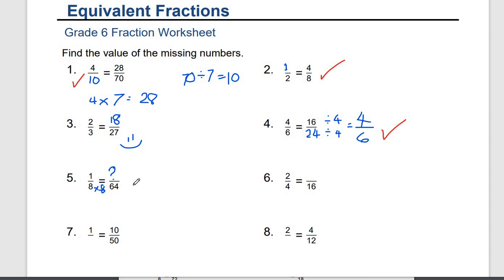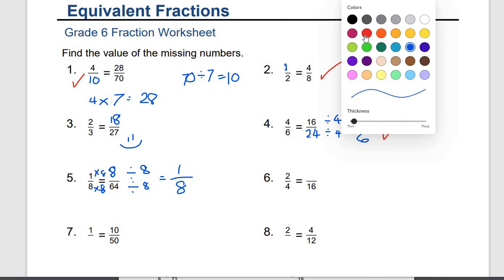Now, if you do the same thing at the top, 1 times 8 is 8. The question mark will be 8, and we get a total of 8/64. Now, if you work this out, you have to divide it by 8, because our first fraction is a 1. And if we've got an 8 on the top, we have to divide it by 8. So let's see if these two numbers on our second fraction can be divisible by 8. If we divide them both by 8, it gives us 1 over 8, which means that they are equivalent, and the answer is correct.